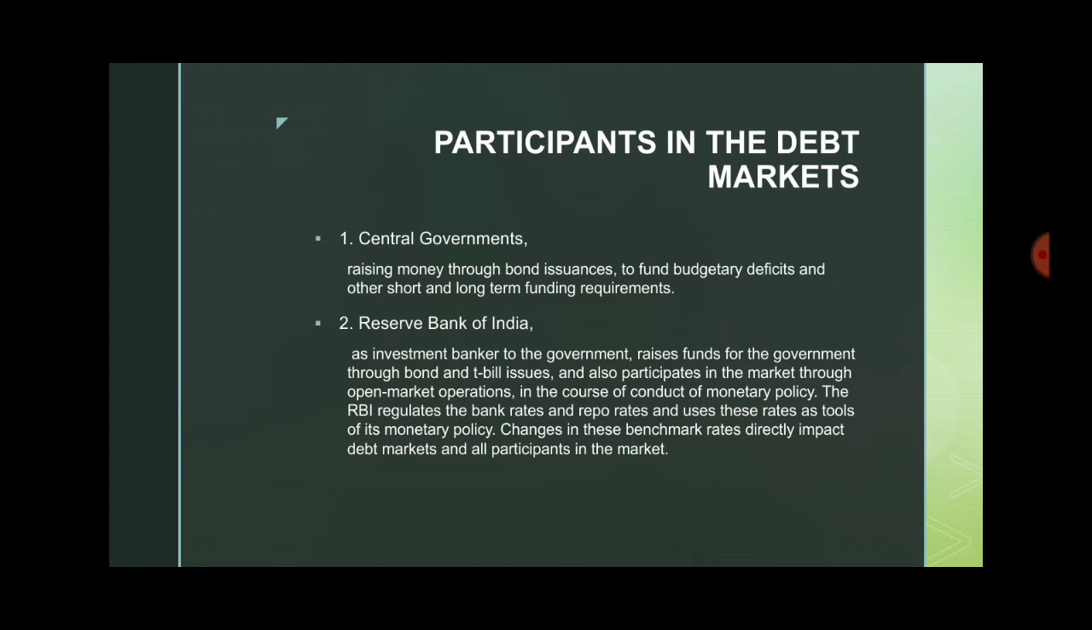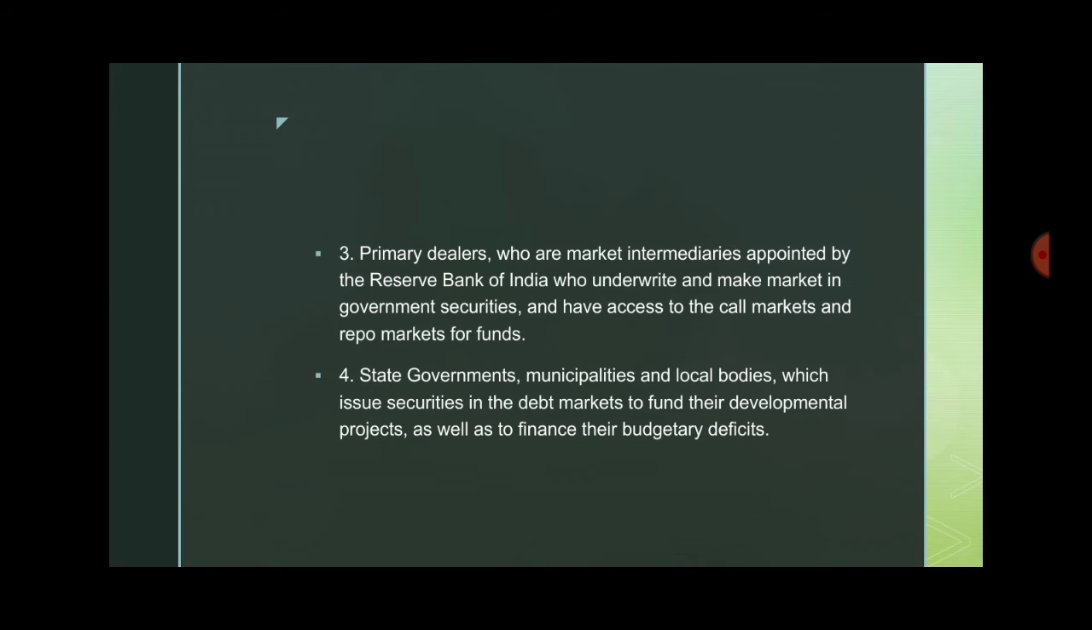The next one is the Reserve Bank of India. It plays the role of an investment bank, providing a platform for the central government or state governments to market their securities. So the RBI creates the bonds for the central government or state governments. Okay, the next one is the primary dealers. Primary dealers are appointed by the RBI in order to create a platform for the sale or purchase of state or central government bonds.